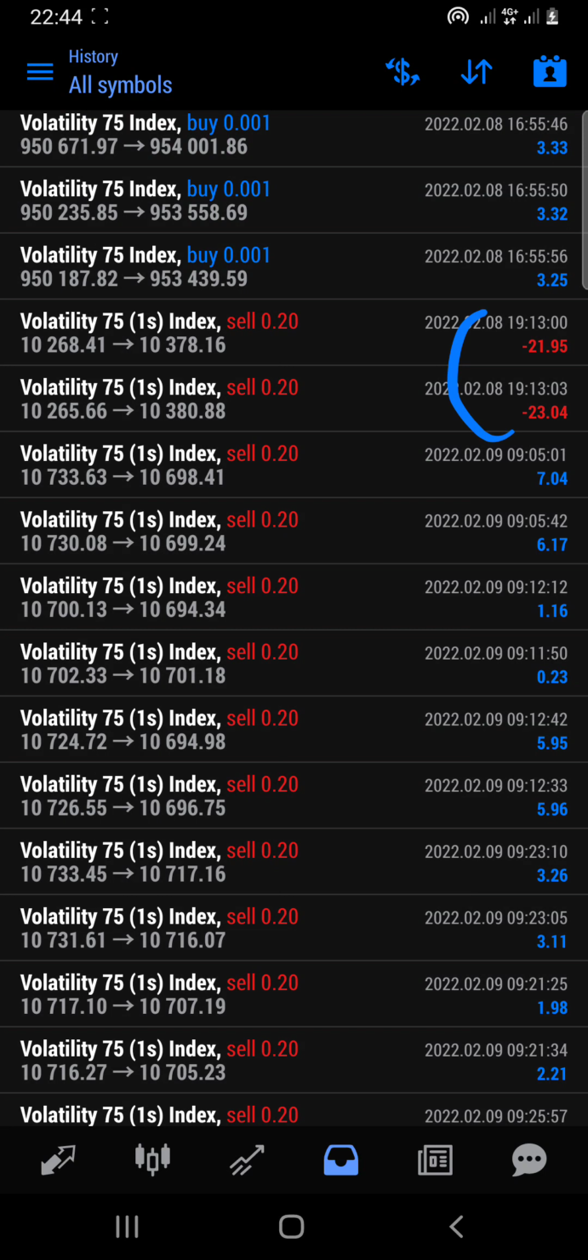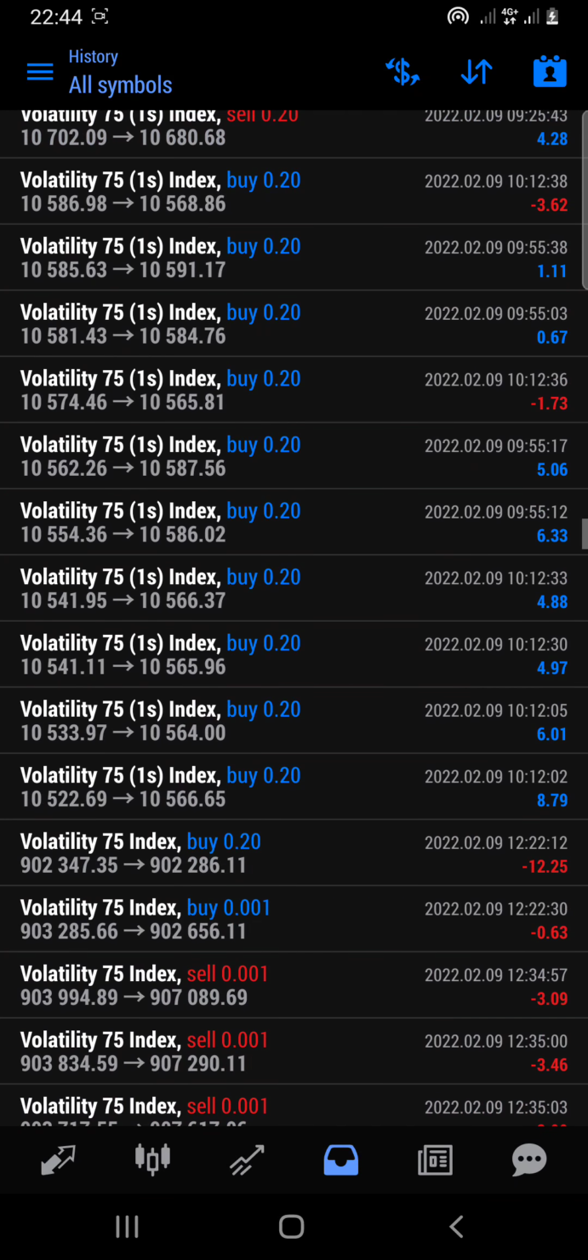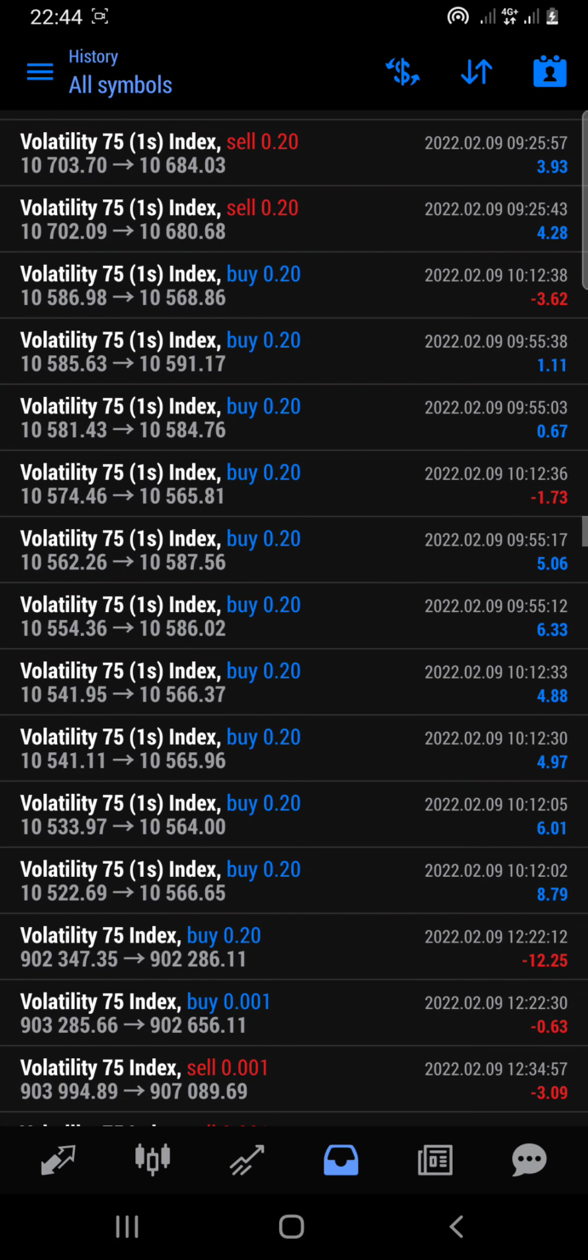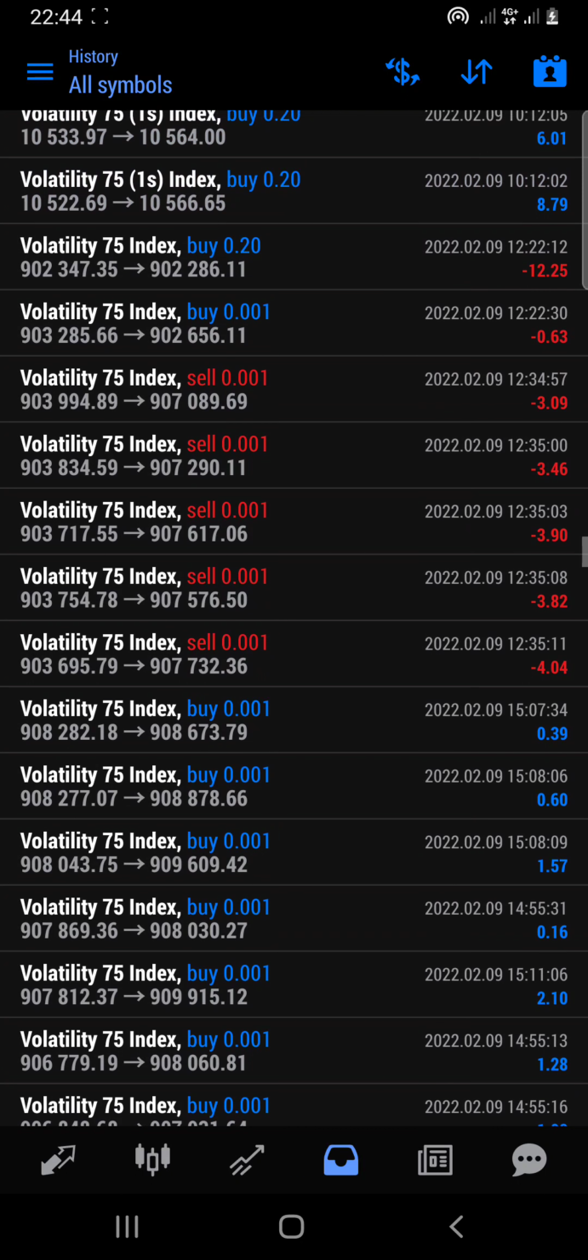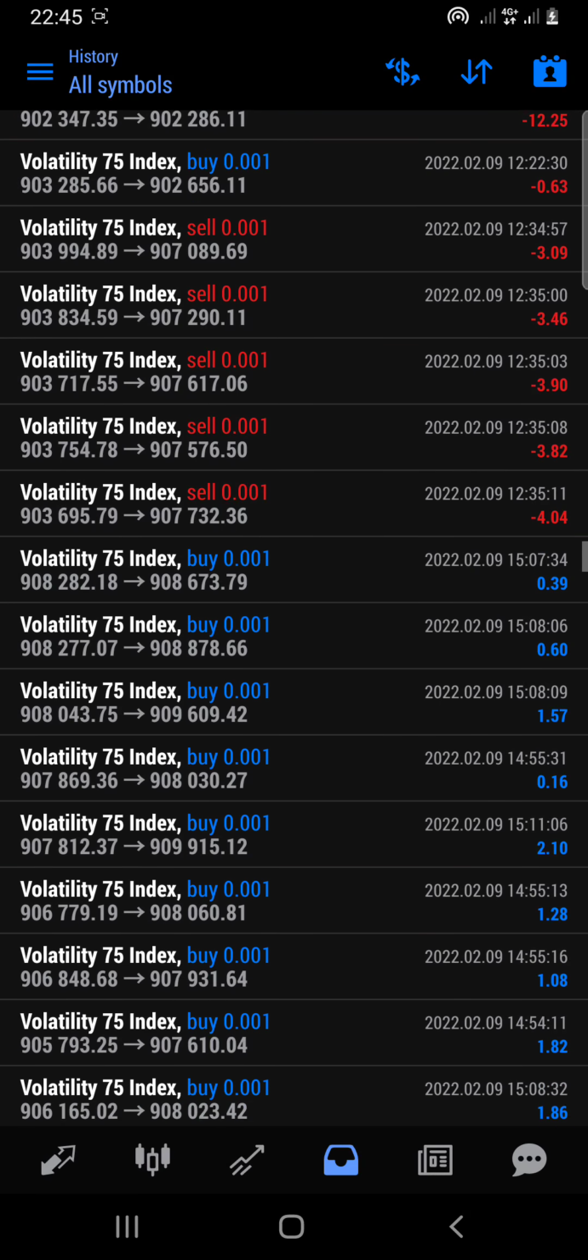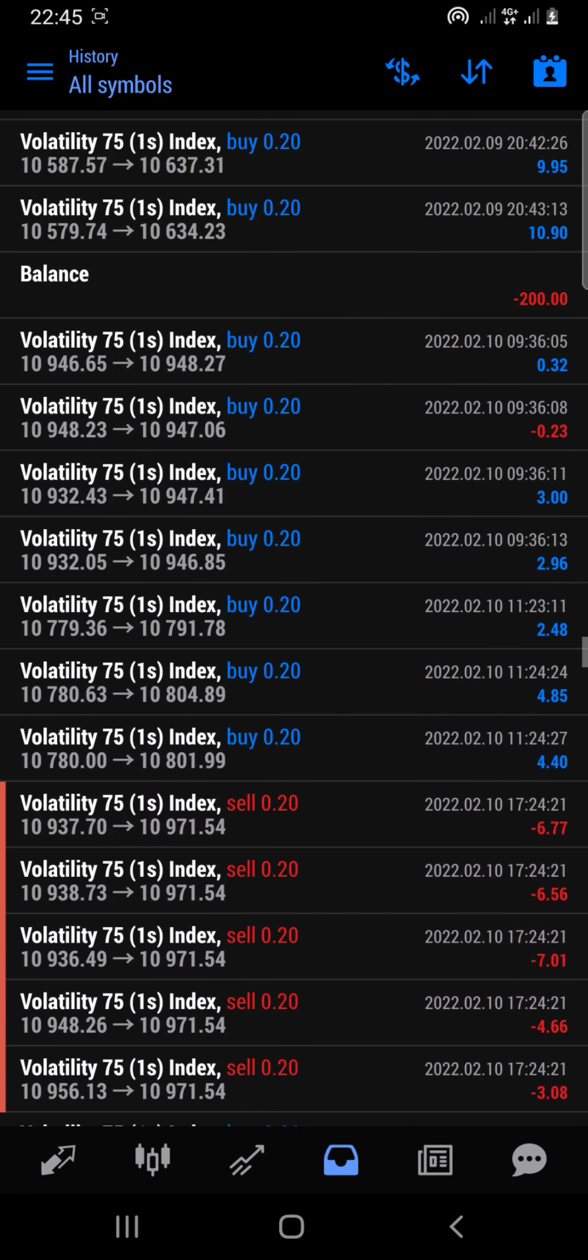You see this loss right here? This is also a small lot size for the Volatility 75 (1s) index. You can see loss here and here. Here we go, I made a mistake and entered a very huge lot size. I had to close it immediately. That's why you see this loss right here, followed by more losses. Okay, let's keep going.